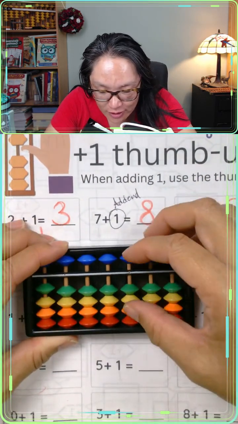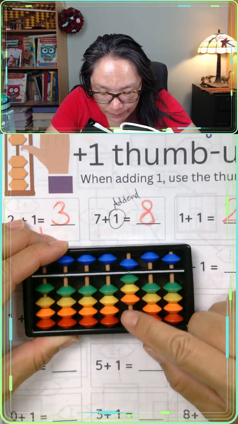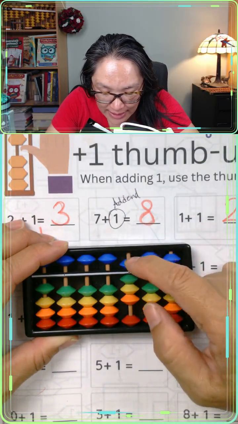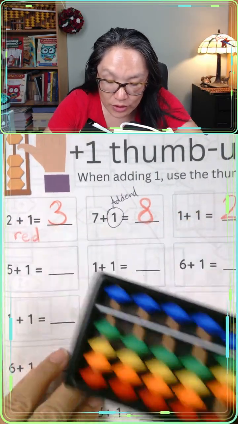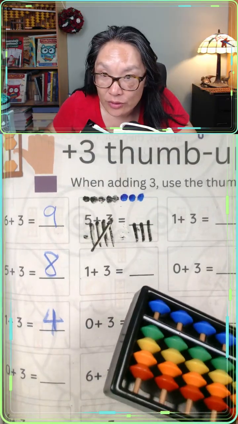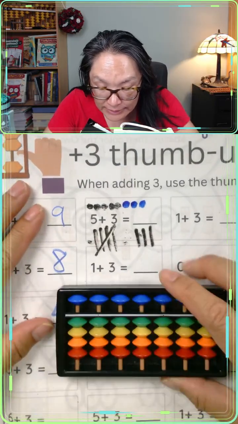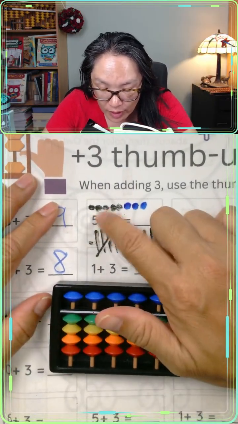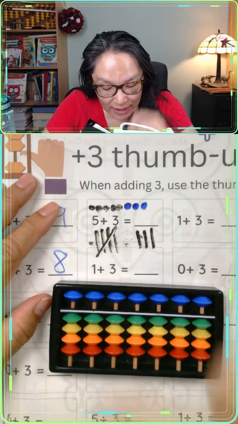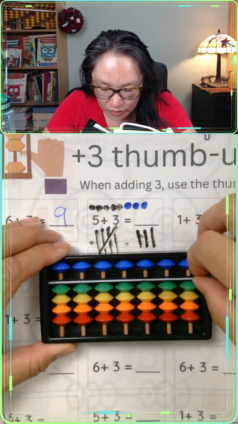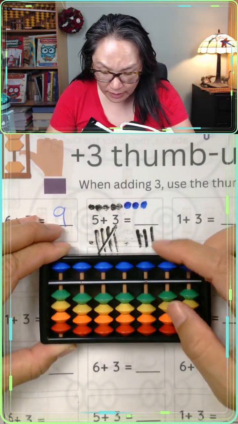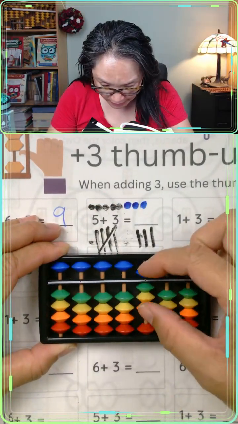Oh, sorry. So we have 7, and then we want to add the 1. When we add the 1, my final answer is 8. 5, 6, 7, 8. So what we're doing is understanding how to move the beads. In mainstream, dots or tally marks are used, which is fine too. You could use that. But I like to use the abacus, and I use 5 and then 3, and I know my answer is 8.